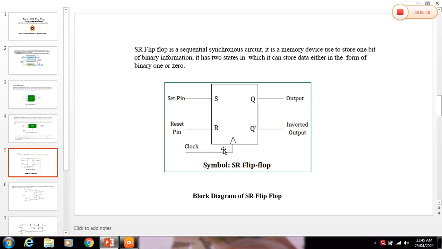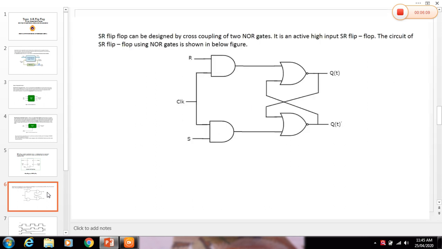Remember, we use the clock pulse to achieve synchronization, as it is a sequential synchronous circuit. I repeat, this is the set input S, this is the reset pin, this is the output, and this is the inverted output. This is the basic block diagram of the SR flip-flop. Now we will discuss the logic diagram of the SR flip-flop.